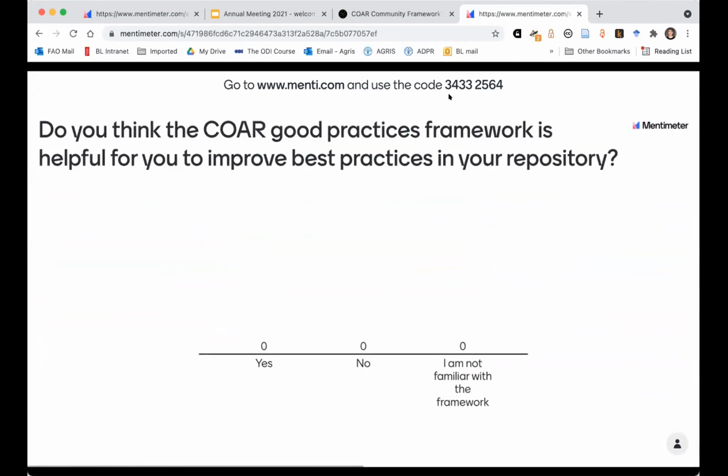Do you think the COAR Good Practices Framework is helpful for you to improve best practices in your repository? Just to give us an idea, yes or no, or you just don't know enough about it, you're not familiar with it.